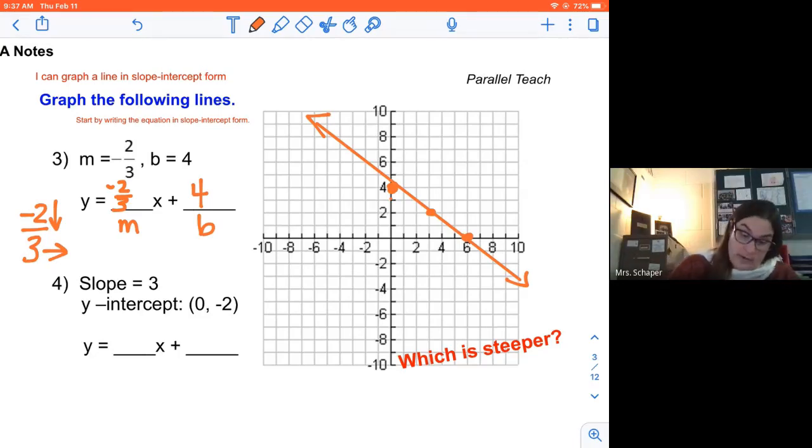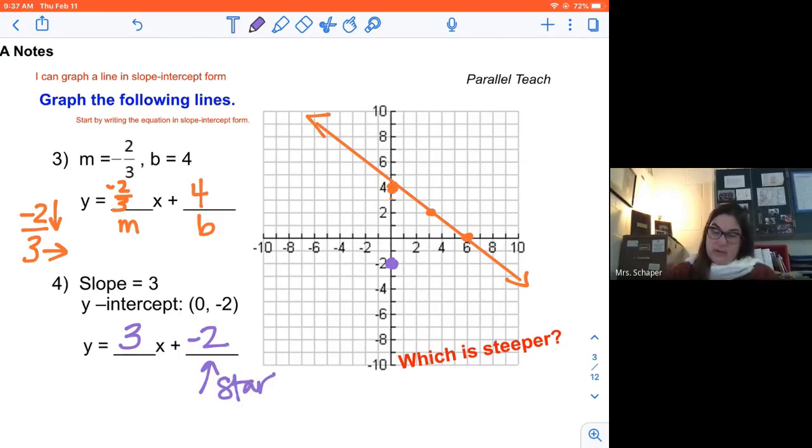So my slope, I'm going to switch colors. My slope is 3. My y-intercept is negative 2. That's where it crosses the y-axis. So on my graph, I'm going to put a dot on my y-intercept. That's where I'm going to start. That's where I begin. And then I'm going to rise 3.